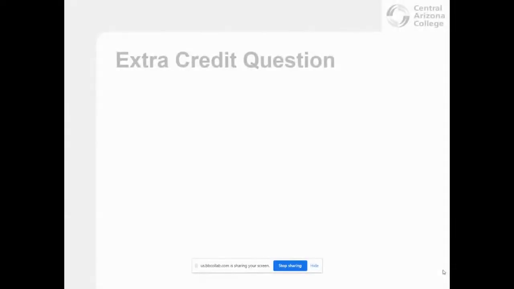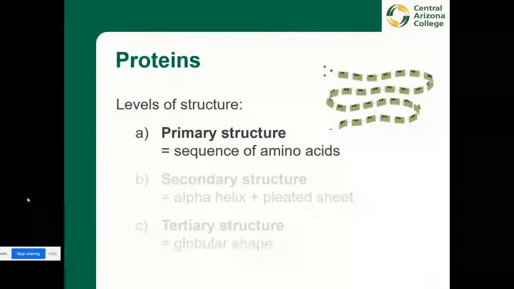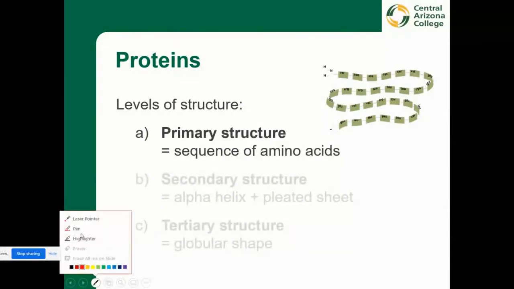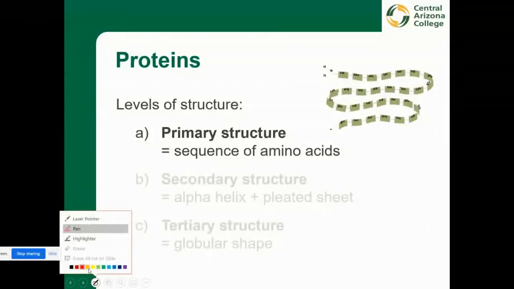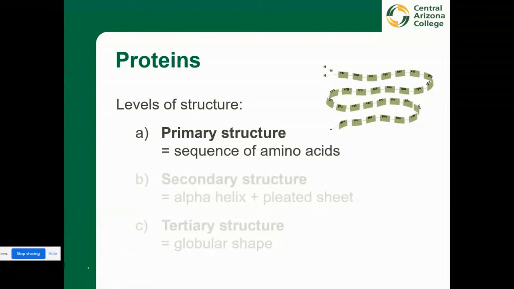So let's talk quickly about the extra credit question, because it's a great way for me to also get the attendance for this class. Let's remind ourselves. We talked earlier in this course about proteins and how proteins can be studied at various different levels of detail. There were three levels of structure that we highlighted for the study of proteins.